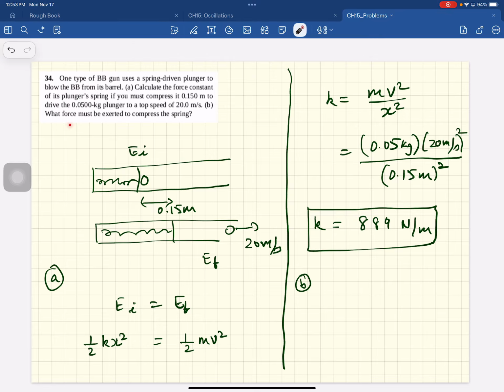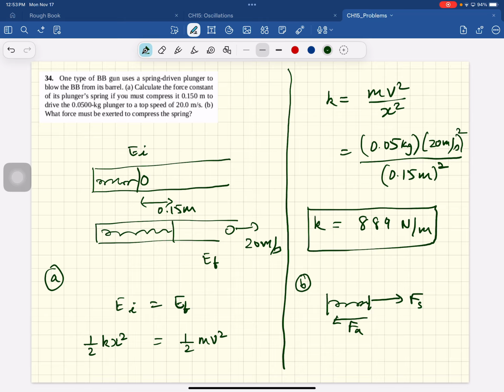Now they ask you, what must be the force exerted to compress the spring? So you compress the spring, it is pushing in that direction, and this is the applied force. To compress, the compression force you're applying is increasing gradually as you compress the spring. So this is the maximum applied force, which is equal to the maximum force that the spring exerts. The maximum applied force is k times the amplitude of compression; we are just calculating the magnitude.